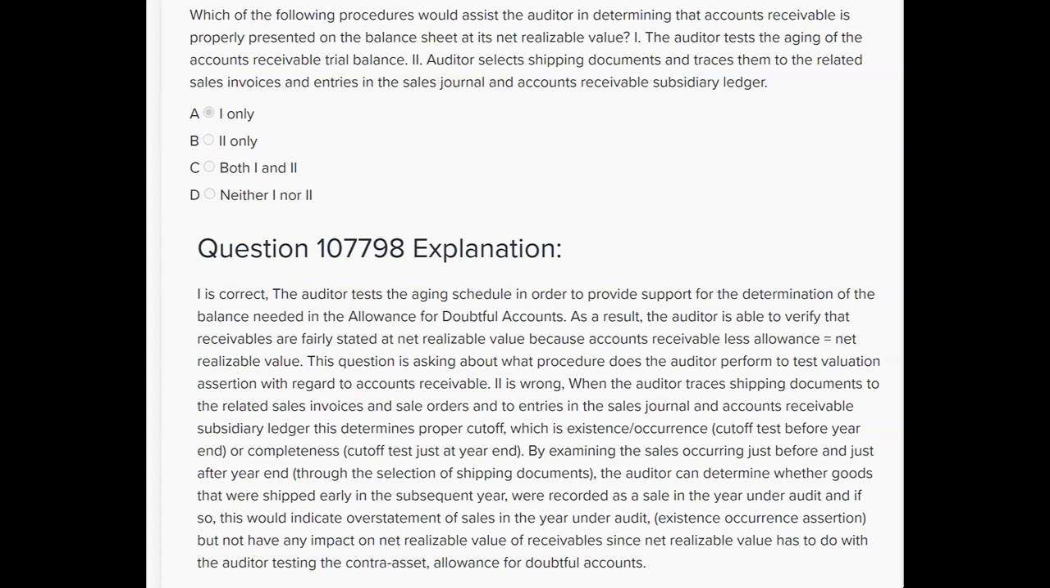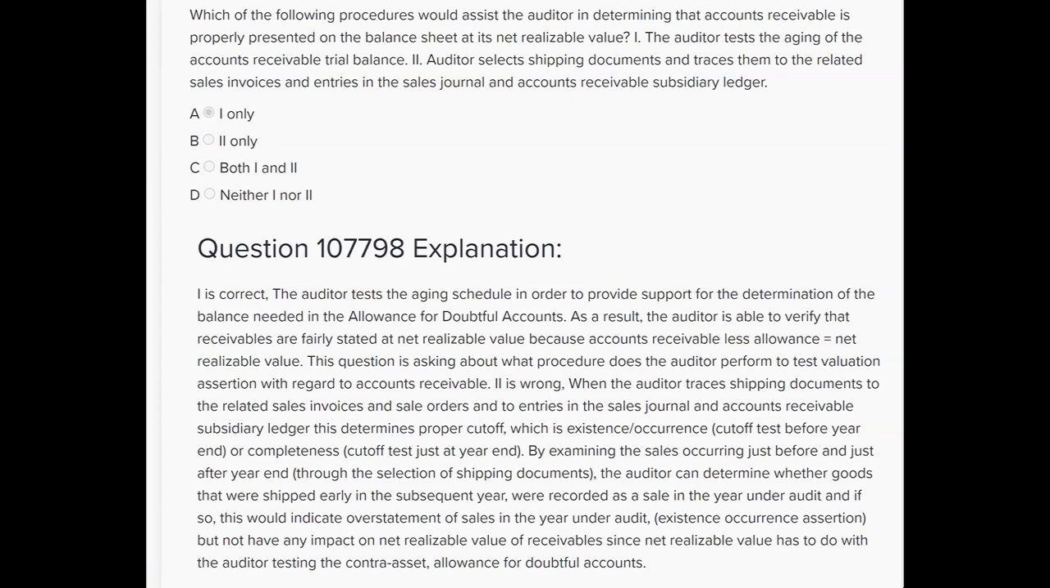Auditor selects shipping documents and traces them to the related sales invoices and entries in the sales journal and accounts receivable subsidiary ledger. So now you're doing more of a two-directional test. You're starting with the shipping documents. You're looking to see if goods were shipped, when were they recorded as sales? Now you're probably interested in things like overstatement in the current audit period. Because if goods were shipped out in January, they shouldn't have been recorded as sales in December.